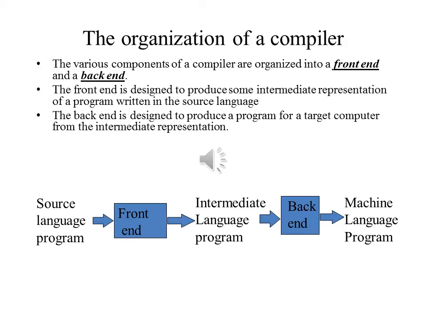A compiler is organized into a front end, which handles the more language-dependent phases of the compiler, and a back end of the compiler that handles the more machine-dependent phases of compiling. There is usually an intermediate representation of the program created by the front end and used by the back end. This allows a front end for a given language to be matched with the back end for a given machine.